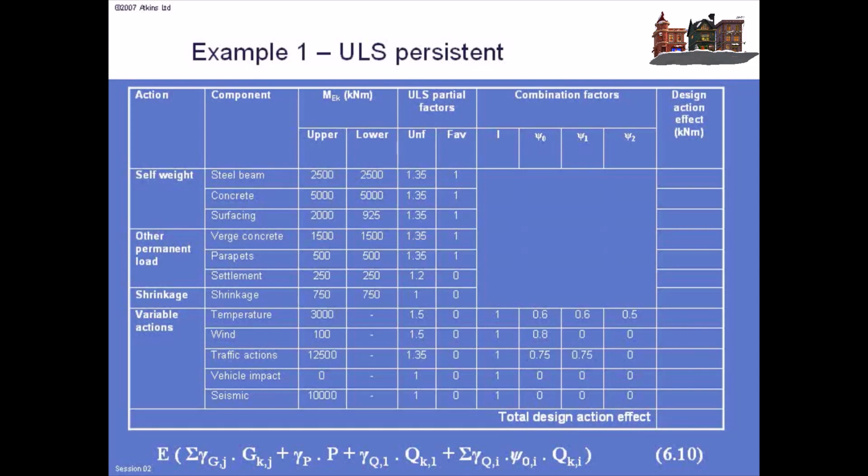In this spreadsheet type format, somebody's then filled in the recommended values, but you do the same for the national annex: the unfavourable values and the favourable values of the gamma factors.